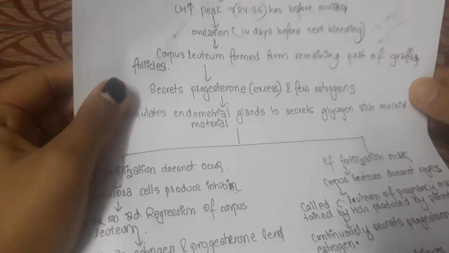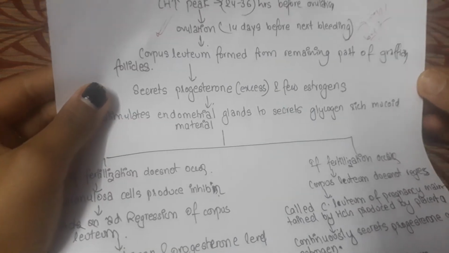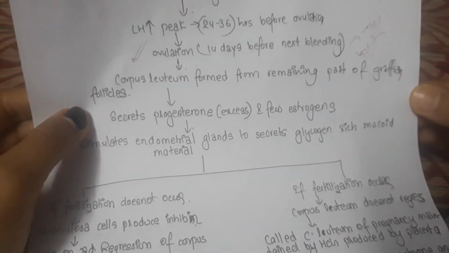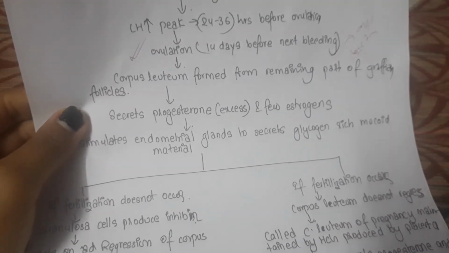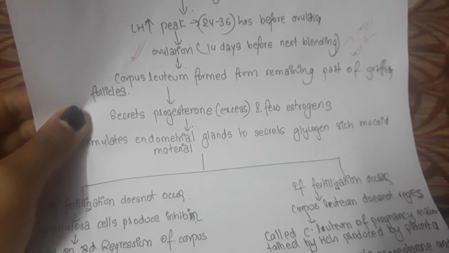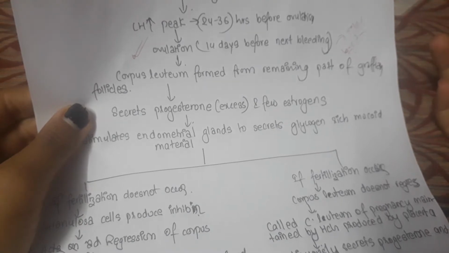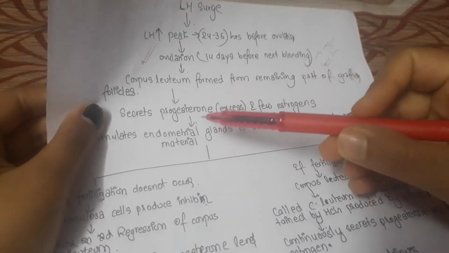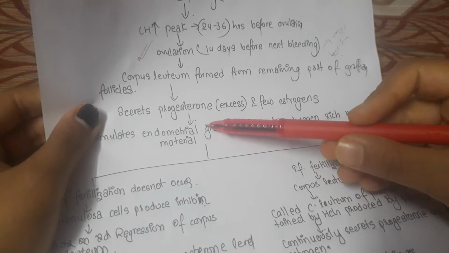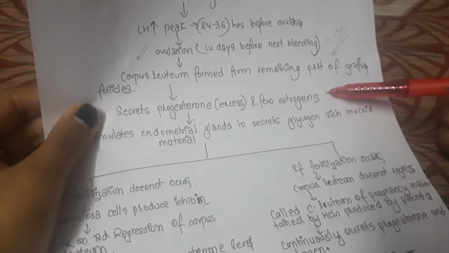Now after ovulation, the corpus luteum is formed from the remaining part of the Graafian follicle, obviously, and this corpus luteum secretes progesterone. In excess amount it secretes progesterone, and in a small amount it secretes testosterone.